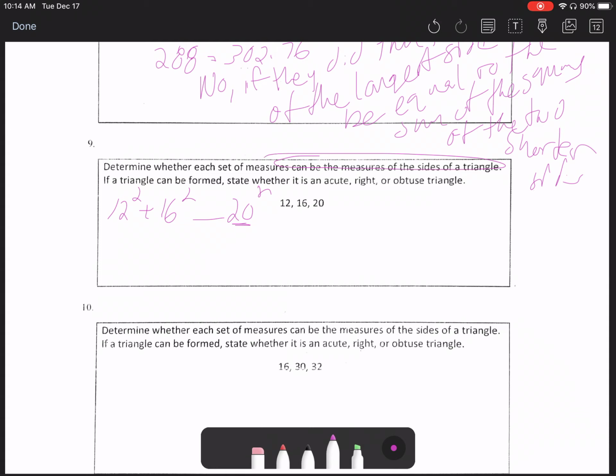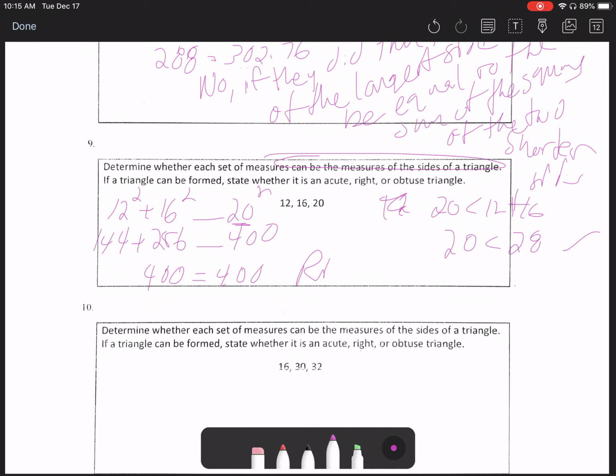So the thing that you have to see is, is 20 less than 12 plus 16? That was from, I think it was unit 3. Is 20 less than 28? Yes, so it is a triangle. Okay, then I do 144 plus 256 is what to 400? Well, 400 is equal to 400, so this is a right triangle.